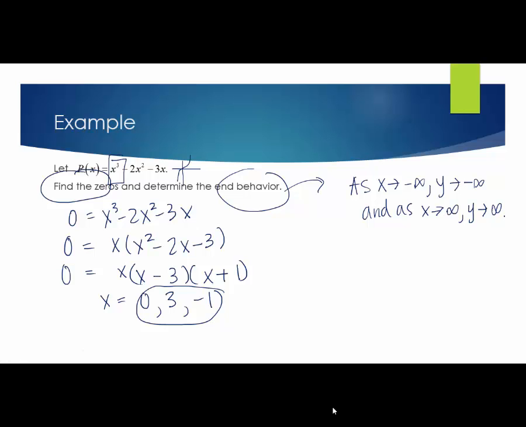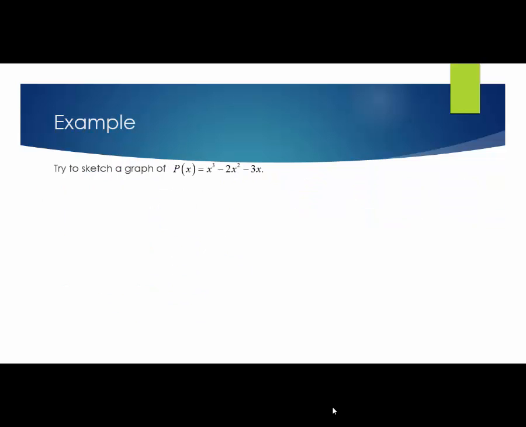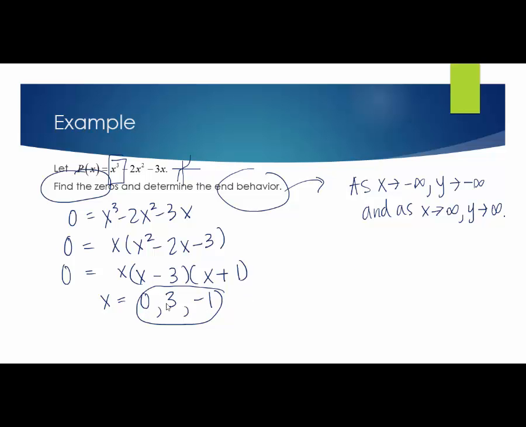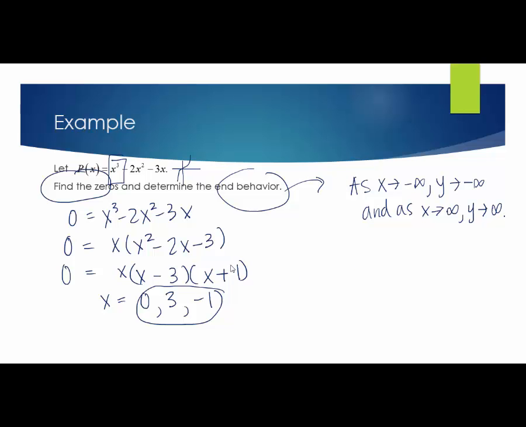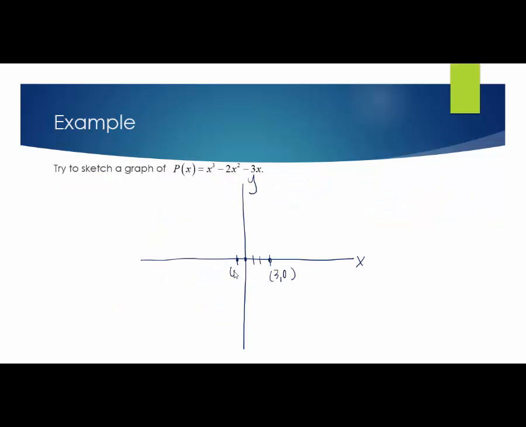I'd like to take this a step further and use this information to sketch a graph of this same function. So let me sketch a rough graph. I'm going to sketch in my x and y axes, always label x and y. If I go back here, I learned that I have zeros at 0, 3, and negative 1. Those are also my x-intercepts. So at 0, 0, 3, 0, and negative 1, 0. And I'm going to label these to indicate a scale. I have intercepts. I also know my end behavior, I should expect my graph to look like x cubed.